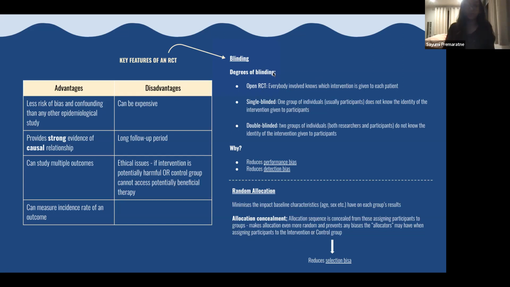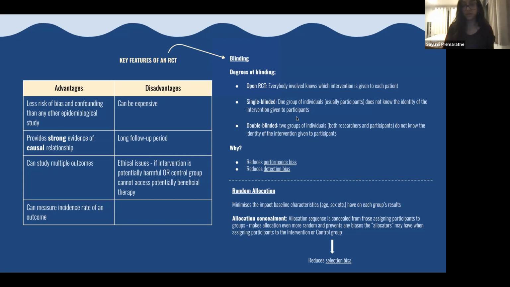So blinding is pretty much when we make certain groups not know whether or not a participant is in the intervention group or in the control group. So there's 3 different types. There's an open RCT, a single blinded, and a double blinded. So in an open RCT, everyone involved, so the researchers and the participants, know which intervention is given to each patient. So you can imagine how that could influence results because people have their own biases and their own ways of maybe reacting to the fact that they know they have a control or that they know they have a specific intervention.